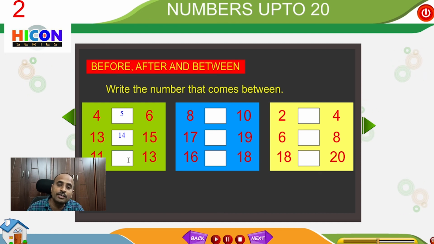The number that comes after 11 is 12. So 12 is present in between 11 and 13. So children, this is the way of writing between numbers for the given set of numbers. Note down these in your notebook and practice the remaining 2 sets at your home.